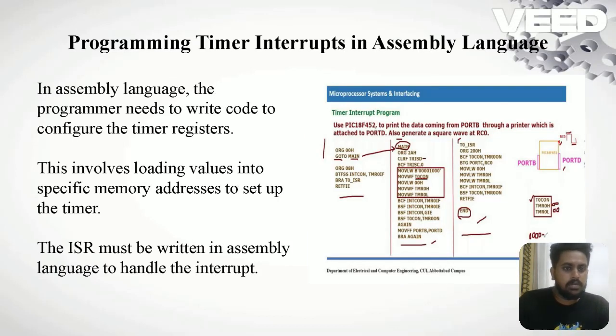Programming timer interrupts in assembly language. In assembly language, the programmer needs to write code to configure the timer registers. So this involves loading values into specific memory addresses to set up the timer. The ISR must be written in assembly language to handle the interrupt.